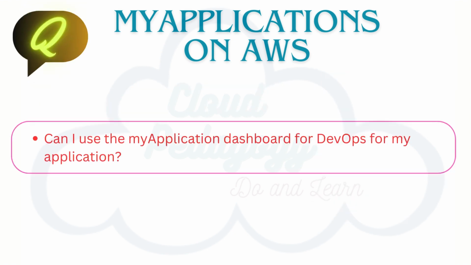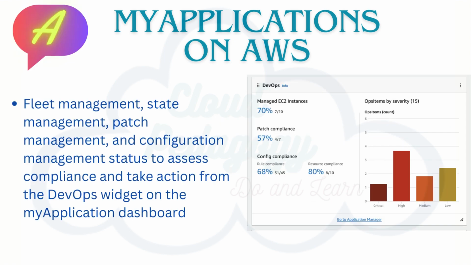Next, can I use the myApplications dashboard for DevOps for my application? Access operational insights such as fleet management, state management, patch management, and configuration management status to assess compliance and take actions from the DevOps widget on the myApplications dashboard. You should know more about configuring OpsCenter so that you can access OpsItems summary in the DevOps widget on the myApplications dashboard. You can also configure your instances to access patch scanning in the DevOps widget using the myApplications dashboard.